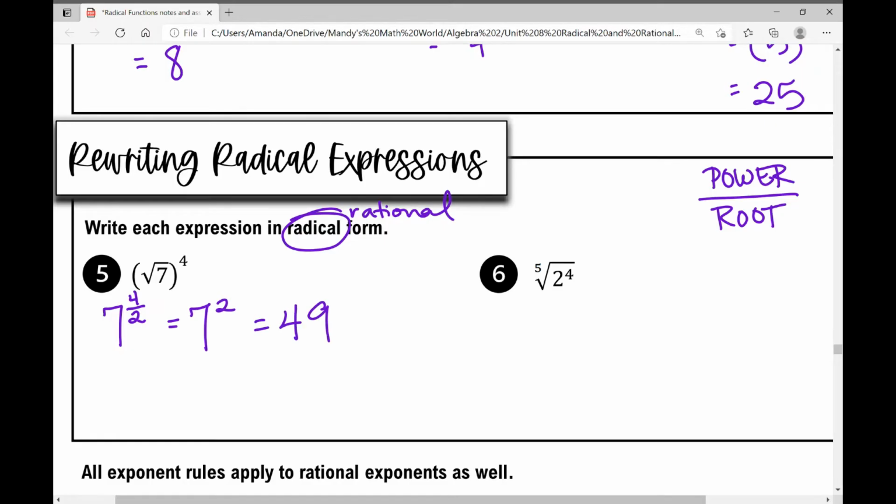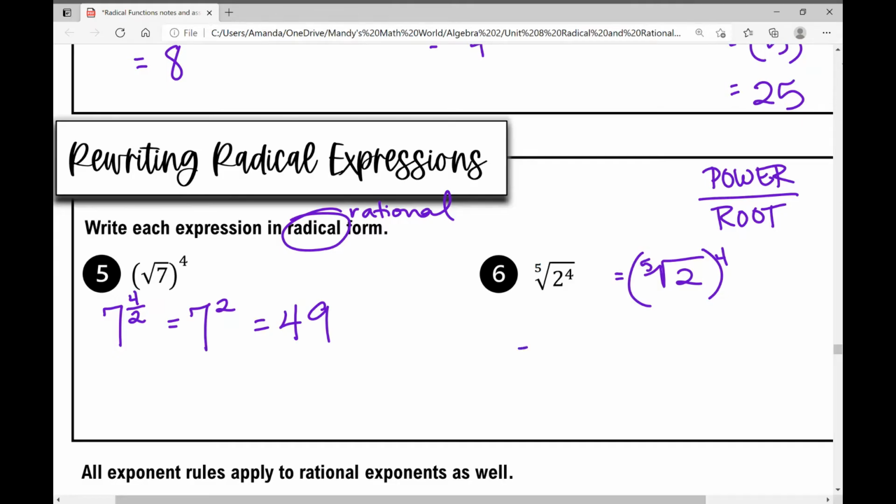It's 49. So the best advice I can give you when you get to this level of math is just simplify it as much as you can. And then if you can't anymore, leave your answer as is, as ugly as it is, because sometimes your answers are really ugly at this level of math. So when we get to number 6, power over root. So again, this could also be written like this, the 5th root of 2 raised to the power of 4. So you could see it both ways, but it represents the same amount.